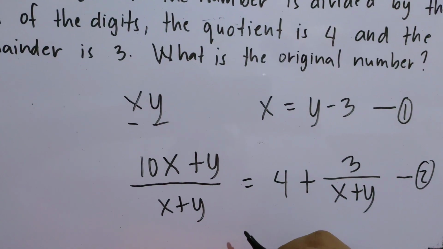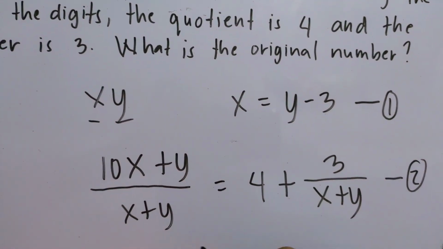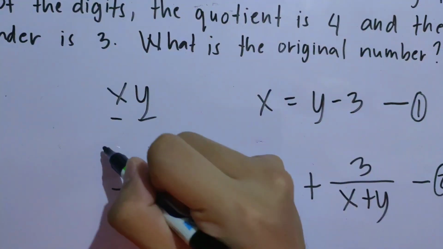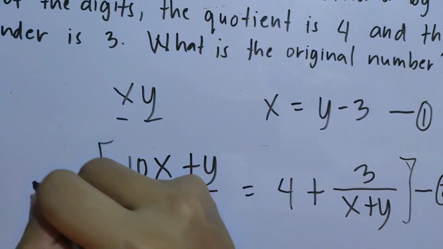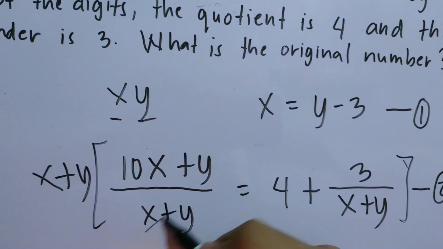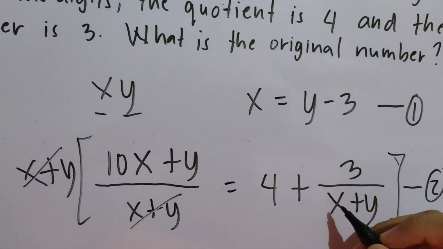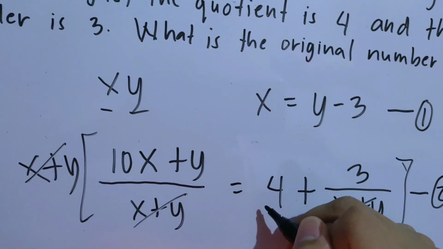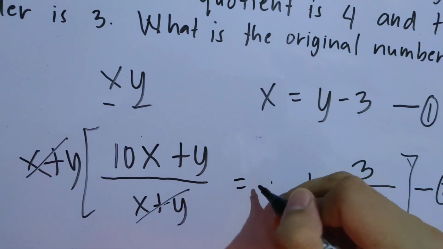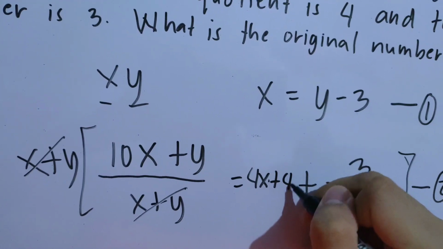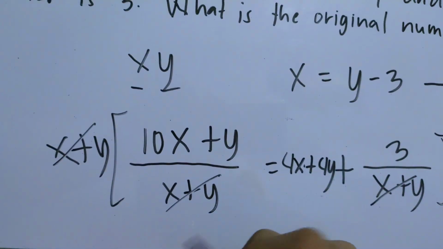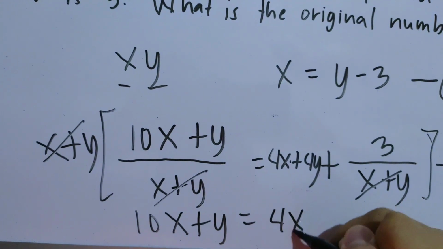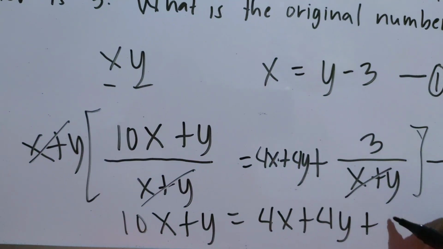So, magsisimplify lang tayo dito. Una, isimplify natin yung equation number 2 para magamit natin. Dapat mawala muna yung denominator na x plus y. So, itry natin multiply ng x plus y both sides of the equation. Ito makakancel lang, tapos ito naman, makakancel din. Tapos, ito magkakaroon ng 4 times x plus y, magiging 4x plus 4y. So, ito na yung bagong equation natin. I-rewrite natin: 10x plus y is equal to 4x plus 4y plus 3.